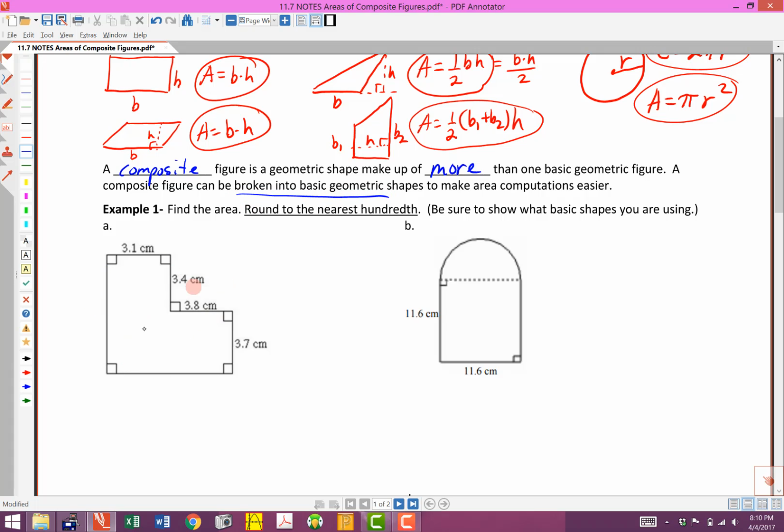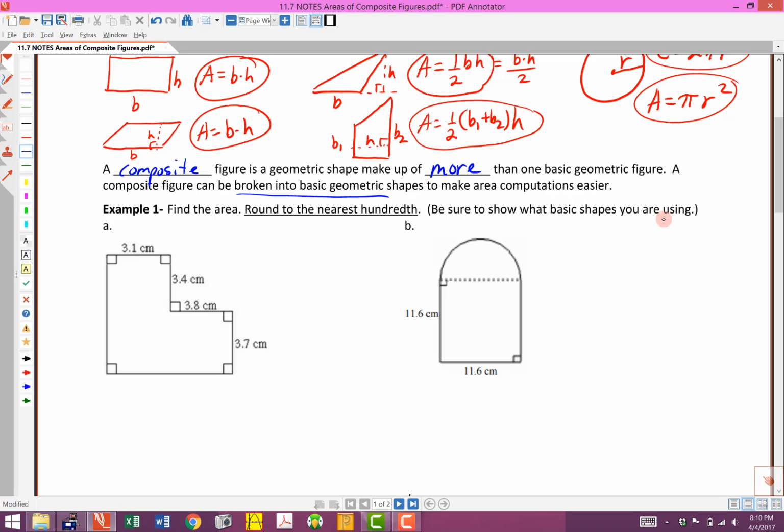So let's take a look at this one right here. Note the instructions here. It says find the area, round to the nearest hundredth. So we're going to need to be accurate to 2 decimal places. And then it says be sure to show what basic shapes you're using. So on many of these there's more than one way to do these.